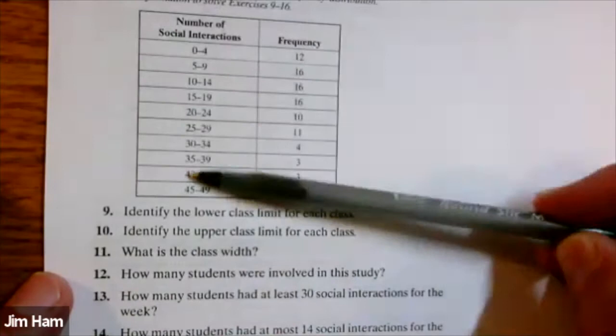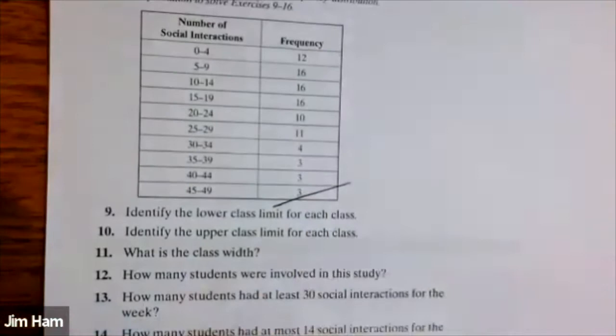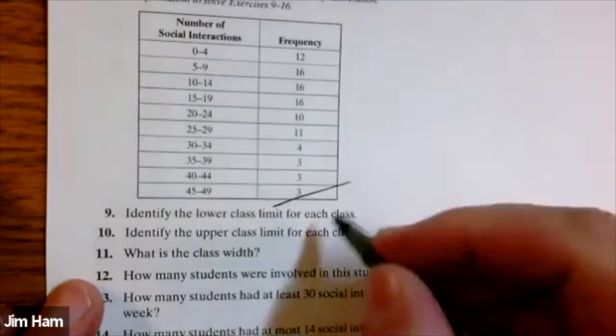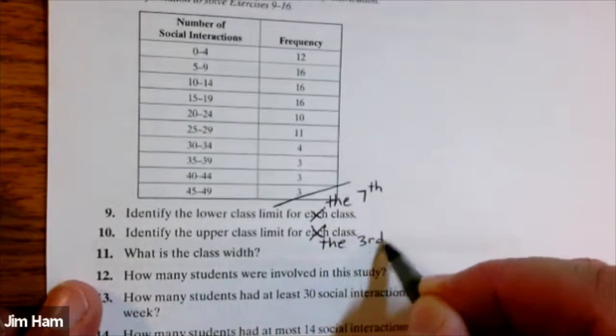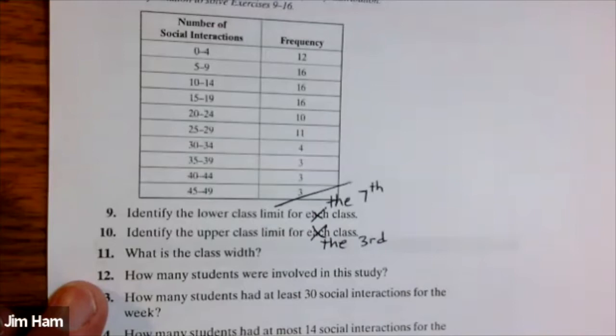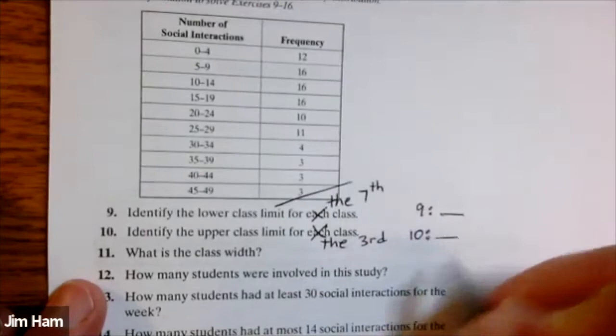Frequency, you could add all these up to find out the total number of students that participated. You could count the number of classes. You can answer questions about the upper class limit or the lower class limit. So let me just change this a little bit. Identify the lower class limit for the seventh class. Identify the upper class limit for the third class. In the chat, write the number and then write your answer. So for this one, you'd write 9:, and then your answer. 10:, and then your answer. 11:, what's the class width?